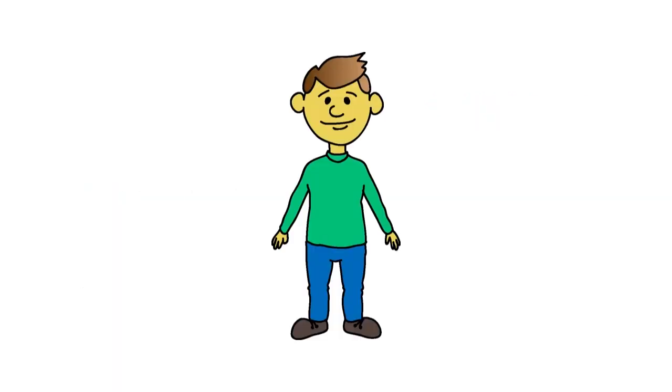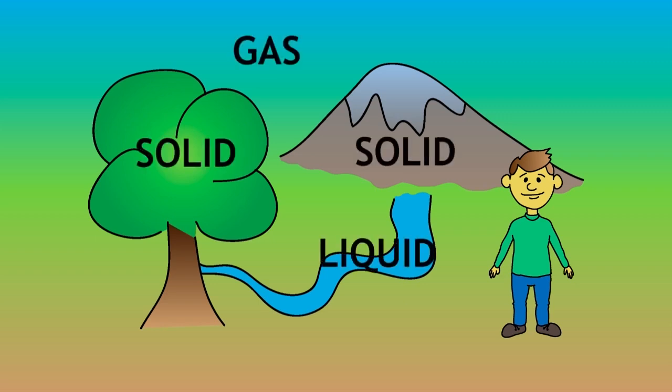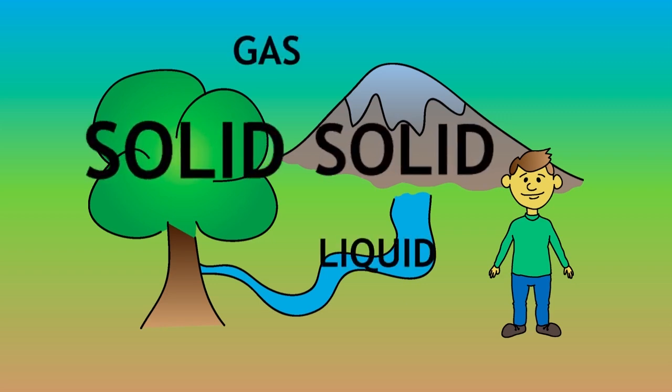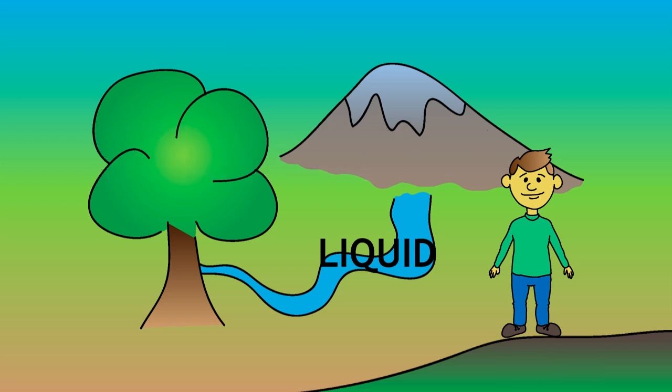Take a look around you. You're surrounded by three physical states of matter. Of those that you can see, many will be solids. For example, the ground you're standing on is likely to be a solid. Some of the things around you will be liquid.